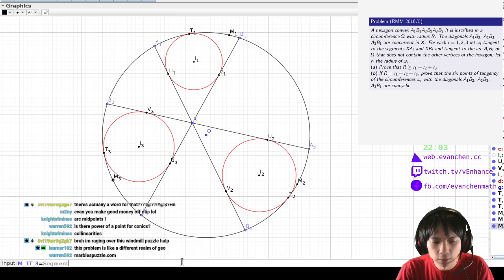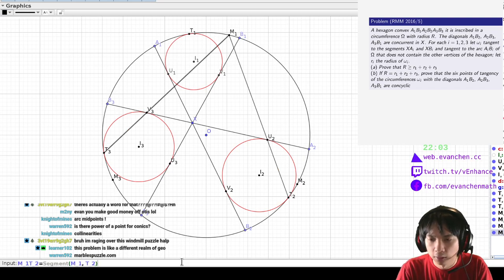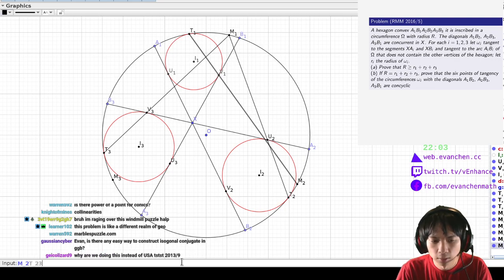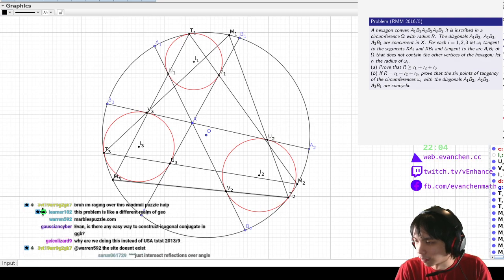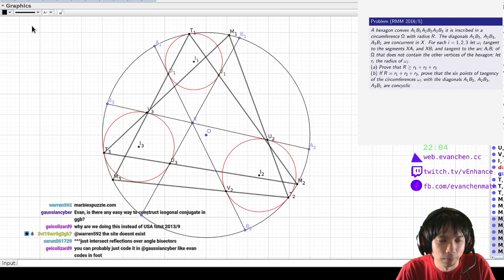M1 T3 is... pretty diagrams. M3 T2. Okay, great. And the advantage of naming them consistently is I can select them here and change them all at the same time. If we're going to do something, do it well.